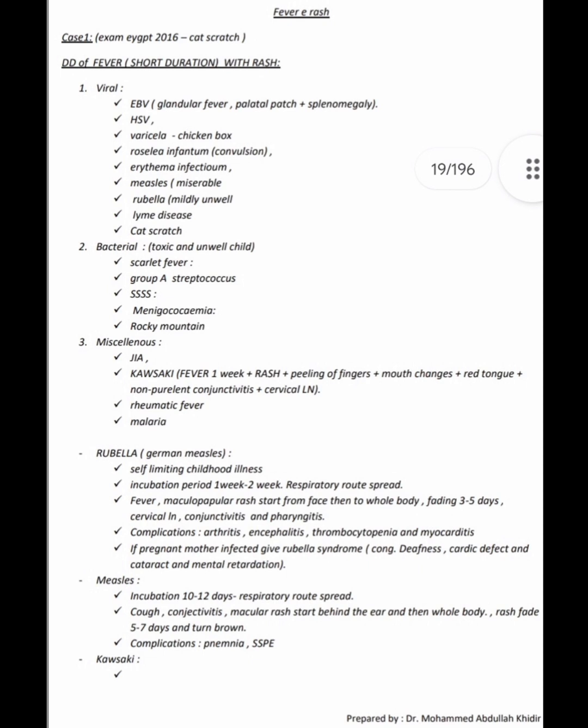Now, the bacterial list. In bacterial causes, the patient with fever and rash presents toxic and unwell, and these causes are scarlet fever, group A streptococcus, staphylococcal scalded skin syndrome, meningococcemia, and Rocky Mountain spotted fever.